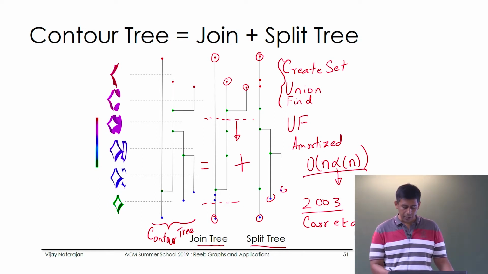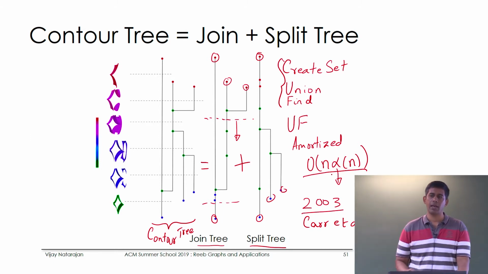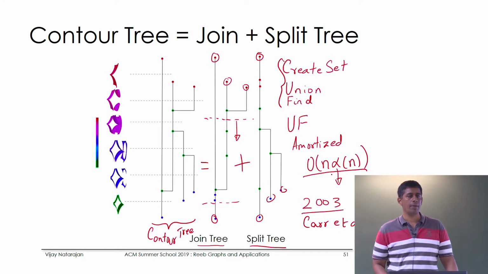So, the algorithm actually takes the same time, it is near linear. Well, there is a sorting needed at the beginning, so there is an n log n, but it is super fast. Can we just use this directly for Reeb graphs?